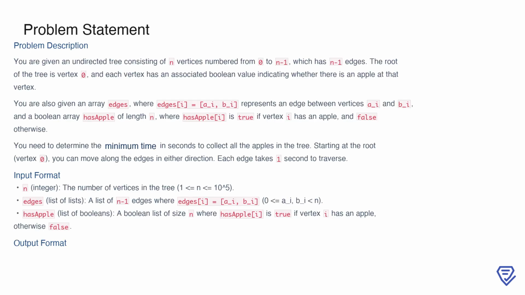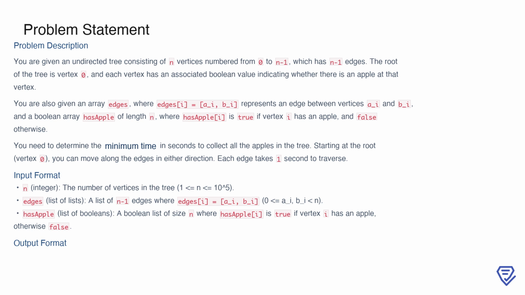This problem involves an undirected tree with n vertices, numbered from 0 to n-1. The tree consists of n-1 edges connecting the vertices, and the root of the tree is always vertex 0. Each vertex may or may not contain an apple, which is represented by a Boolean array called hasApple. If hasApple[i] is true, it means vertex i contains an apple, otherwise, it does not.